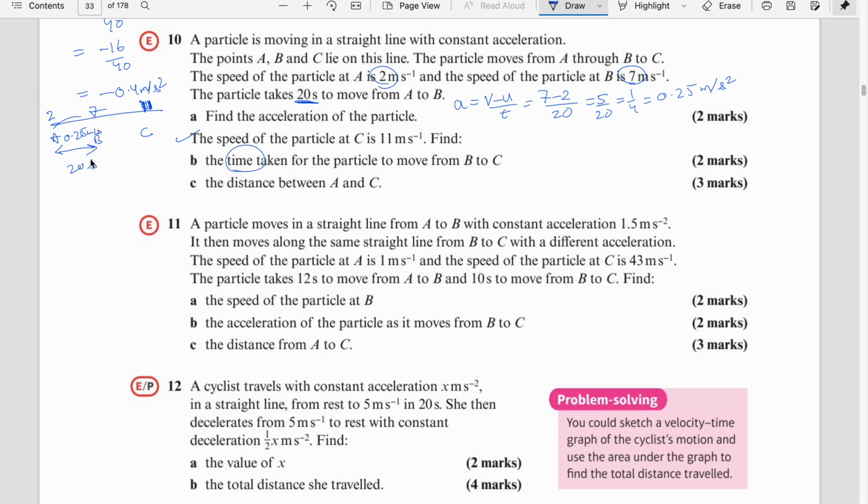We already know the acceleration of the particle. So if I use this formula, acceleration is final minus initial over time taken. I know the acceleration, which is 0.25. Final velocity, which is at C, is 11. Initial velocity, which is at B, is 7. And the time is unknown. So we cross multiply. 11 minus 7 is 4. 4 divided by 0.25. And we get 16. So t is equal to 16 seconds from B to C.